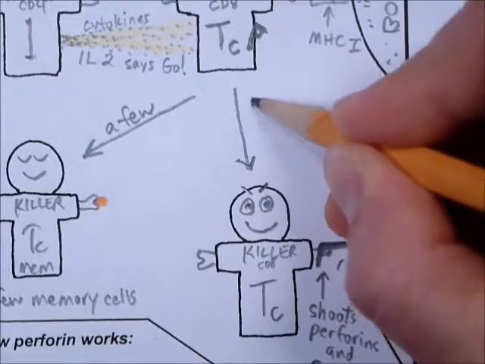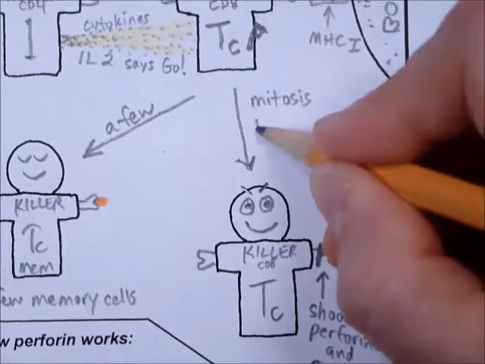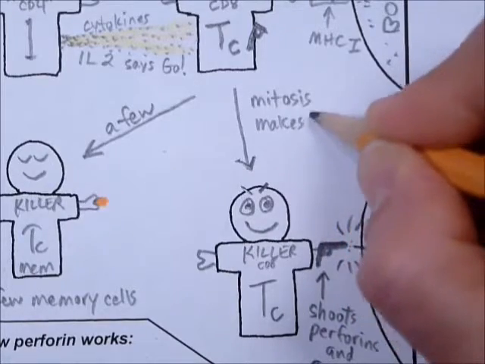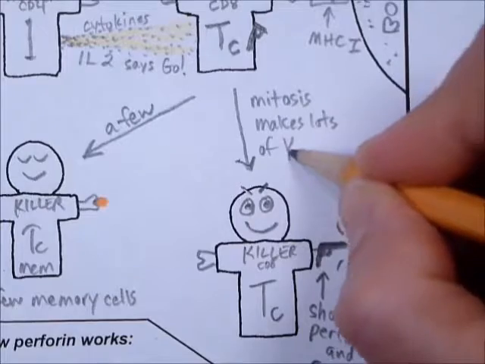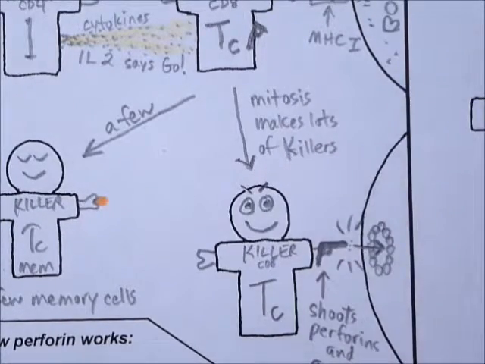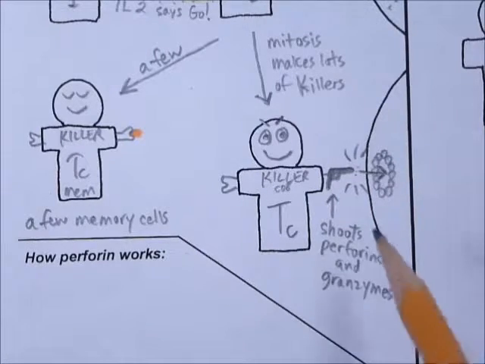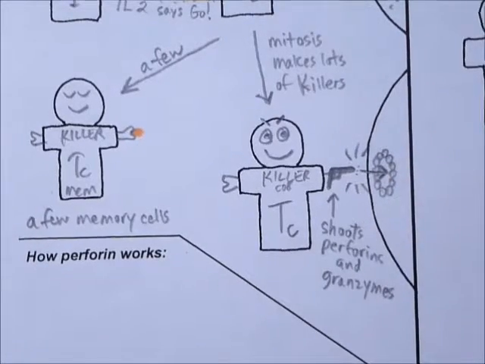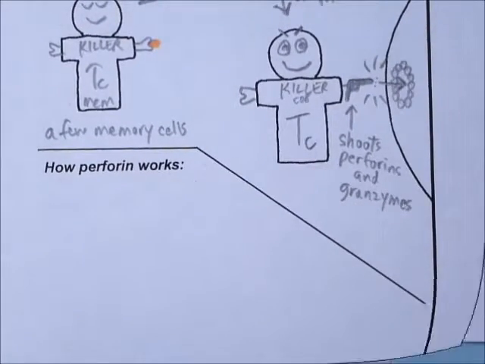However, and of course this would be just mitosis, so let's write mitosis makes lots of killers. T cells don't multiply unless they're needed, and then they make lots and lots of clones. Okay, let's talk a little bit more about this, because you're probably very interested in how this perforin gun works.